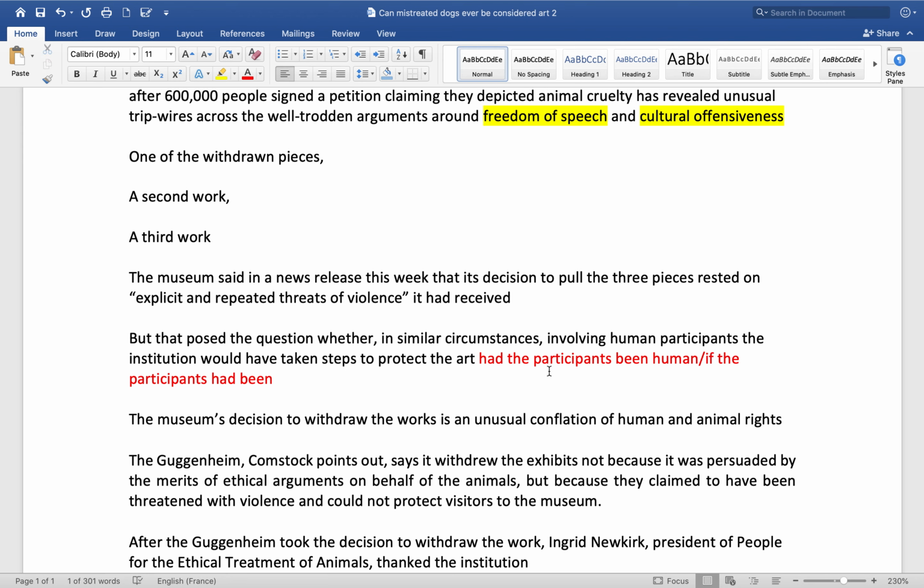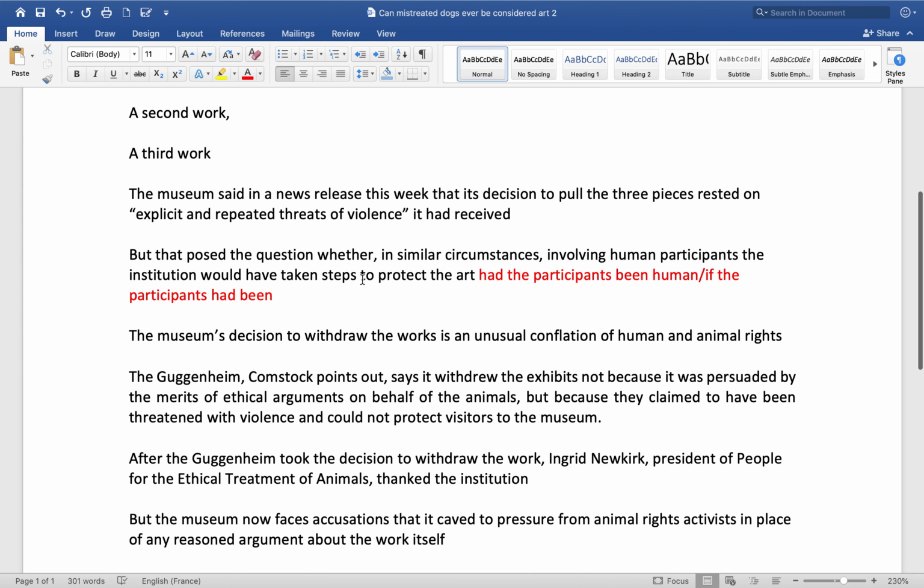So, had the participants been human, would the institution have taken the same steps to protect the art? Would the museum have made that decision of pulling the pieces of art from the museum? Right. So this is this question already of, is there a difference between animals and humans? Can we do anything with humans? Can we objectify them even in the name of art?